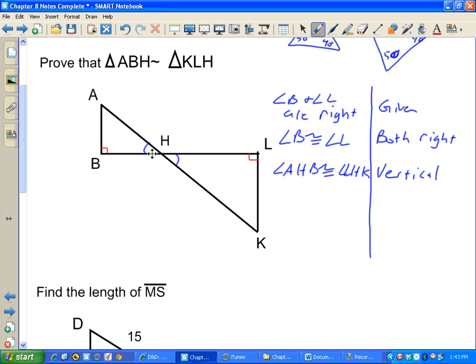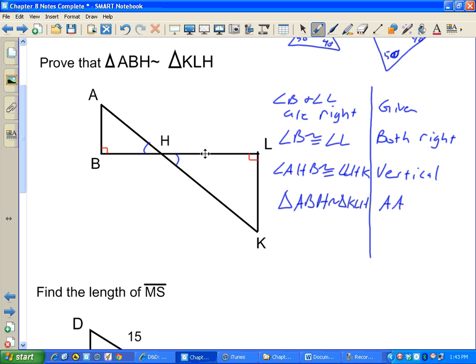And now I've got two congruent angles in this triangle and this triangle. So I can say that the triangles are similar. Triangle ABH is similar to triangle KLH by the angle-angle similarity postulate. Okay, so AA. Now, if you notice, we only need two angles, so we don't even need to know anything about the sides. If we get two angles, we have similar triangles.